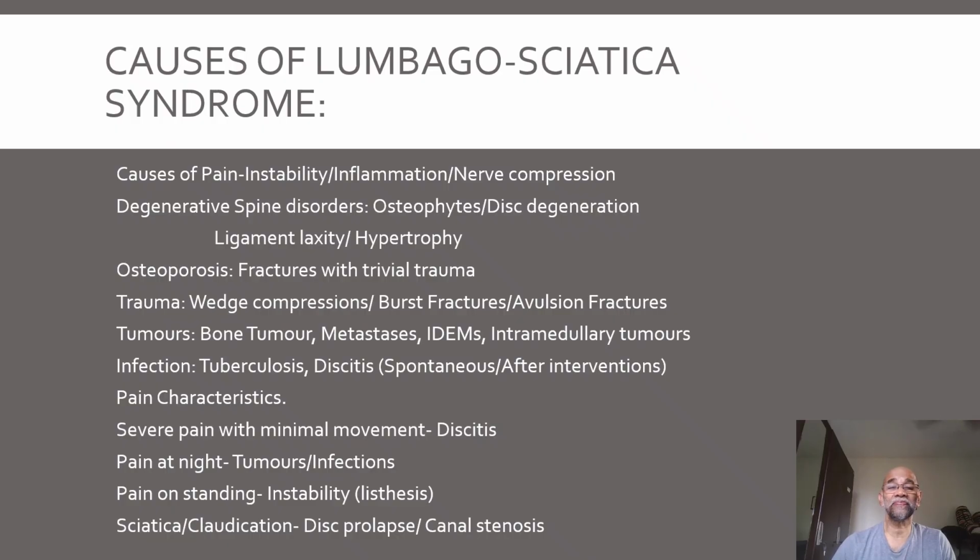Infections which produce pain include tuberculosis of the spine. Disc space infections are very severe pain producing, and it might be even spontaneous or sometimes can occur even after spinal anesthesia and injection, when the needle accidentally touches the disc, or after surgery for a disc.